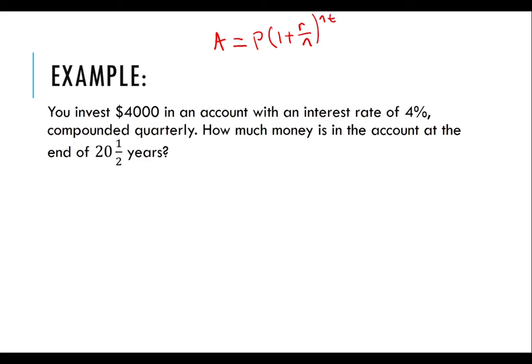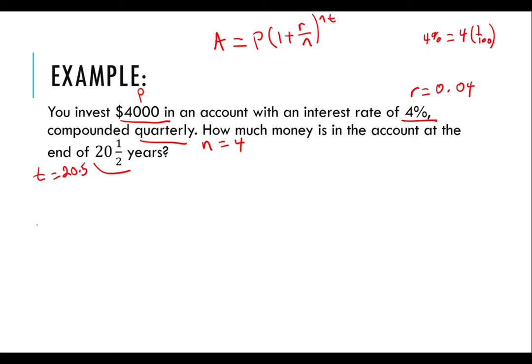So then we just need to identify all the parts of this formula. Well, you invest $4,000, that's our principal. There's an interest rate of 4%, that means that r is going to be equal to, remember 4% really means 4 times 1 over 100, which means that this is going to be 0.04. That's our rate. Compounded quarterly, that tells us that n is equal to 4. Then they tell us 20.5 years, so t is equal to 20.5.